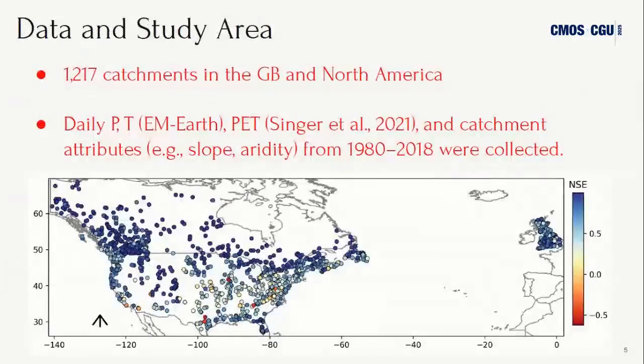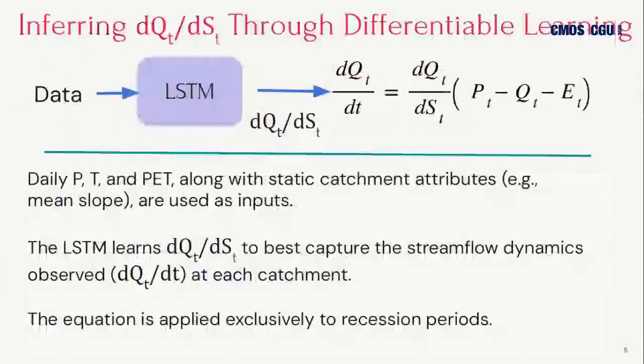The study area of this study is 17 catchments in Great Britain and North America, and we are going to evaluate this epsilon sensitivity across all of these catchments. The data that we use are just commonly available data: daily precipitation, temperature, potential evapotranspiration, and some catchment attributes that are also commonly available across different catchments. The data are from 1980 to 2018 and were collected by our colleagues.